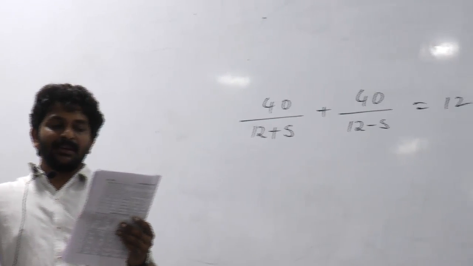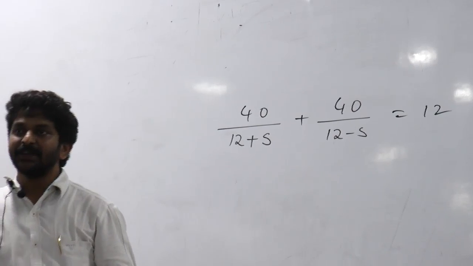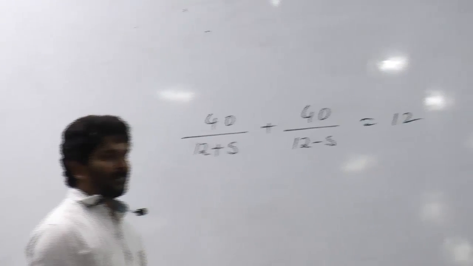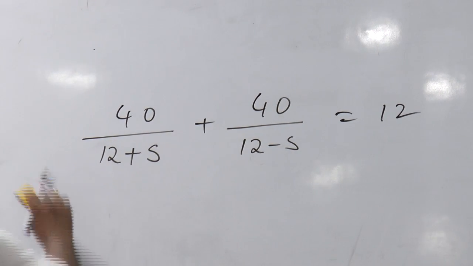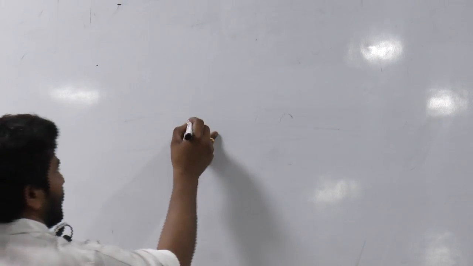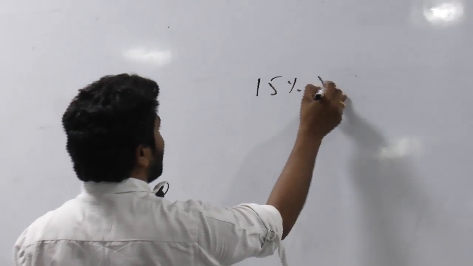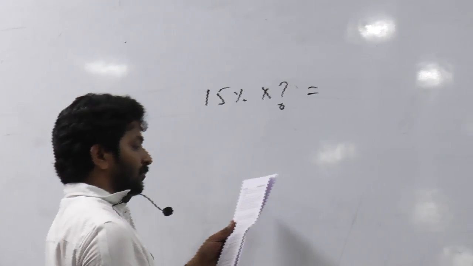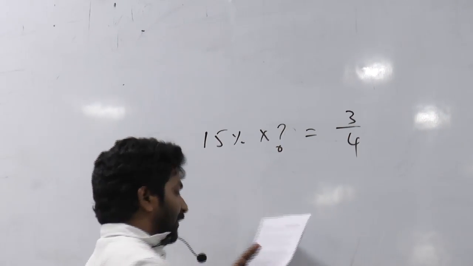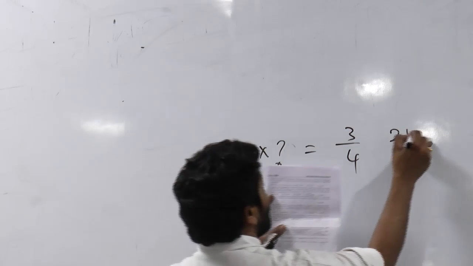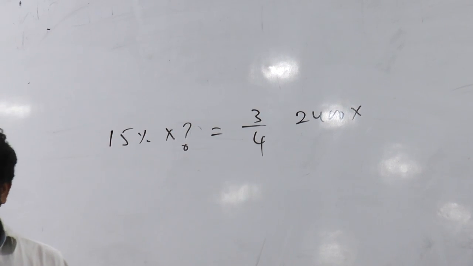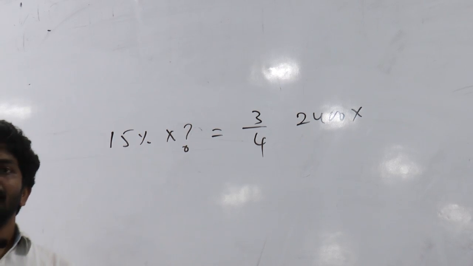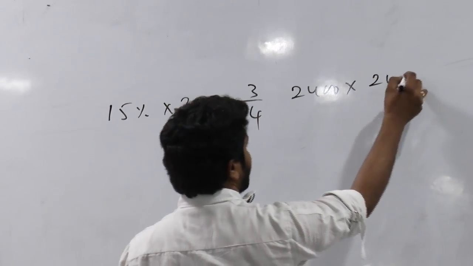Next, how much money should be invested at 5% per annum for 3 years? So if you invest some money at the rate of 5% for 3 years, how much percent you will get? 15% as interest. And you don't know the principal, let it be X. Let it be some number. 15% of some number, and that should be equal to what? 3/4 of interest on 2,400 at the rate of 4% for 6 years. So how much percent you will get? 24%.